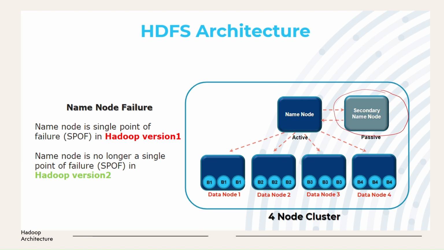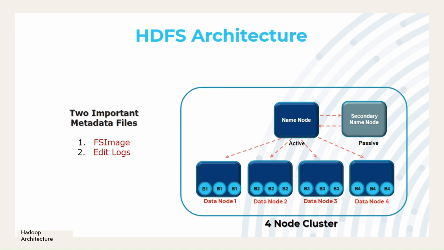If we have two name nodes, one is the name node and the other is the secondary name node. The name node is in active mode and the other one is in passive mode. There are two important files: one is the FS image and the other is the edit logs. The work of the secondary name node is to merge these two files and create a new FS image.